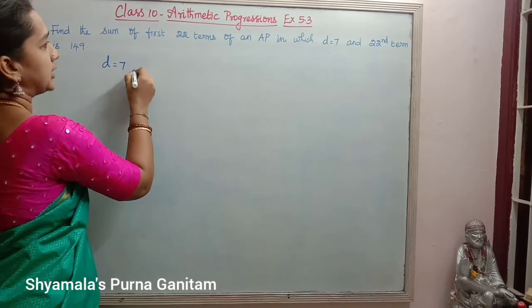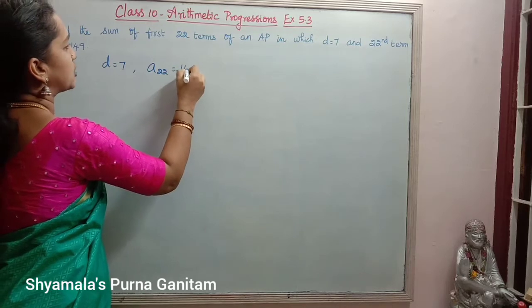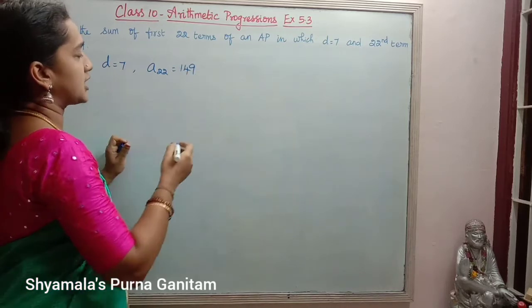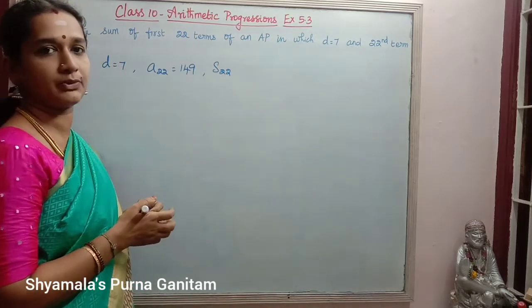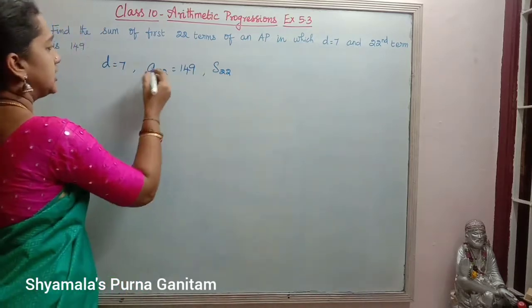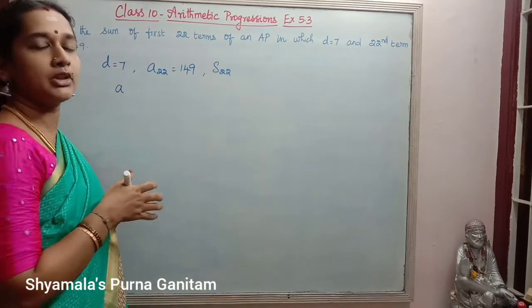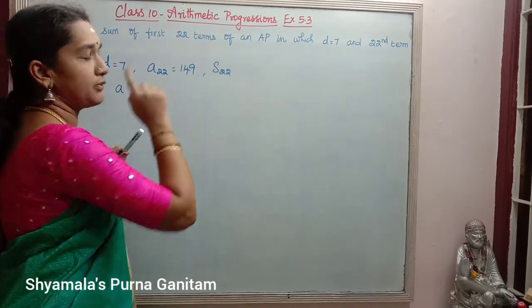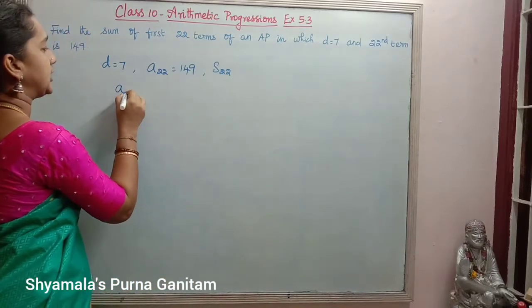So d is equal to 7 and a22 is given as 149. We are asked to find S22, the sum of 22 terms of the AP. So with the help of this a22 we will find a. Without finding a we cannot find S22. So for finding a we will use this a22.